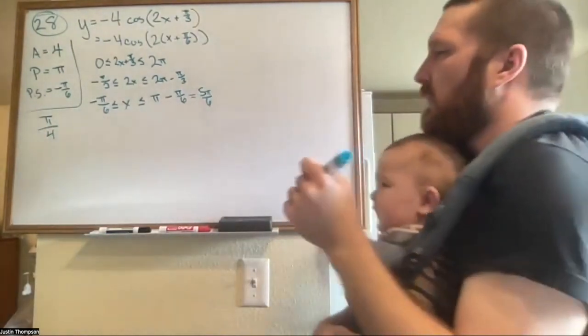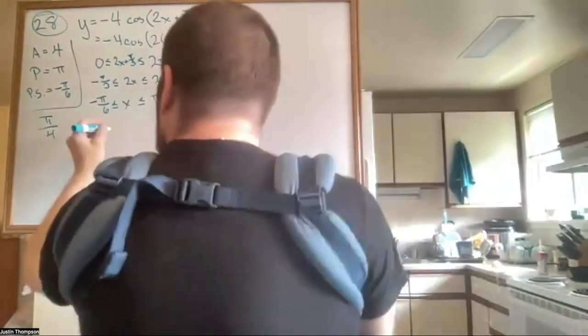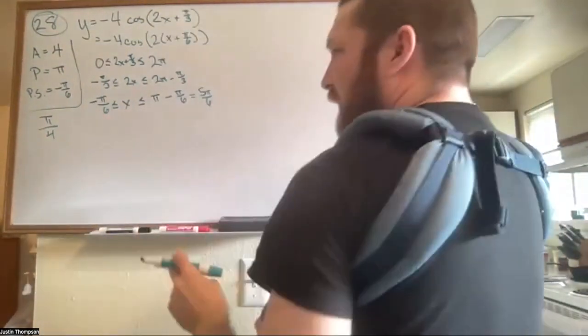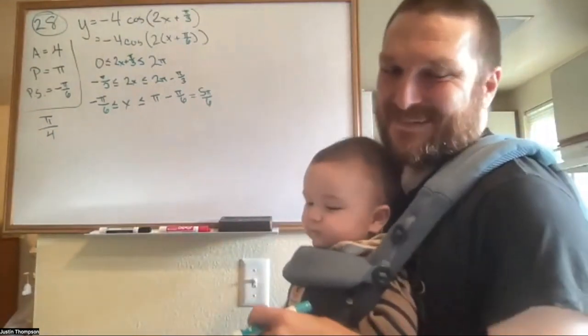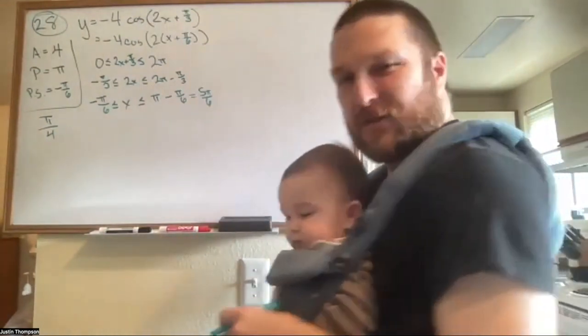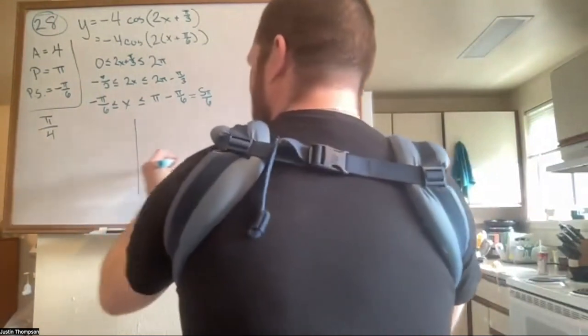And so, here we go. This is where it's hard, isn't it? Because look at that. You're like, well, I'm going to start at minus pi over 6.